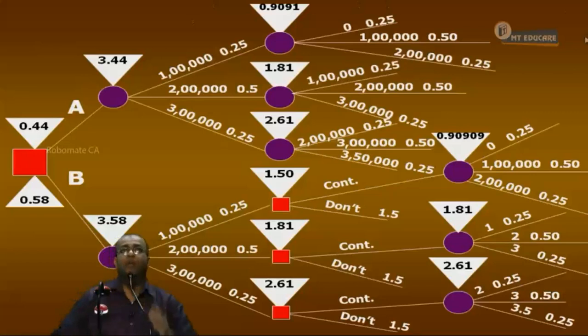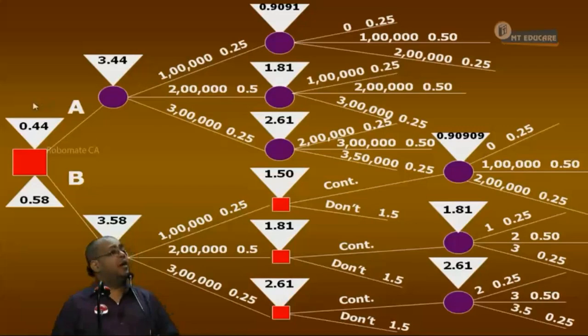Now answer my question. Site A, what is the NPV? 44,000. Site B, what is the NPV? 58,000. Site A is the NPV of the project. Site B is what? NPV of the project along with what? Value of the abandonment option. What is the project standalone value? 44,000. What is the option value? 14,000.